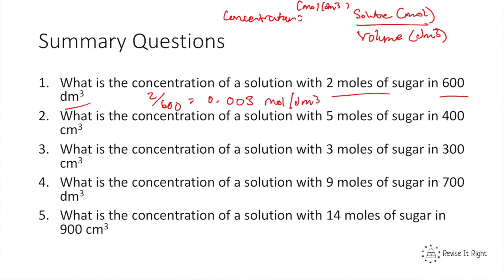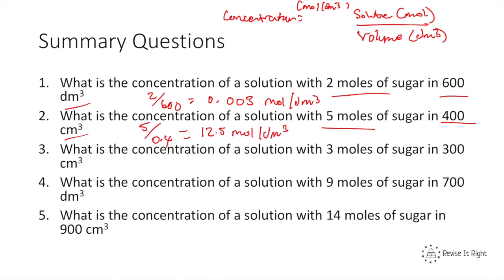For question 2, what is the concentration of solution with 5 moles in 400 centimeters cubed? So concentration is equal to solute in moles, 5, divided by the volume, but it's in decimeters cubed. Here we've got centimeters cubed, so we have to convert it. So centimeters cubed to decimeters cubed, divided by 1,000. So 400 divided by 1,000 is 0.4. So that's 5 divided by 0.4, and you get 12.5 moles per dm cubed.